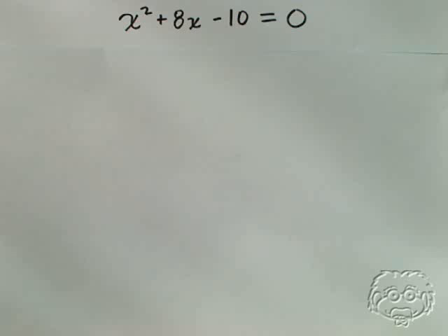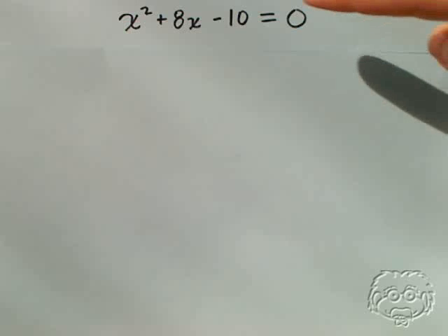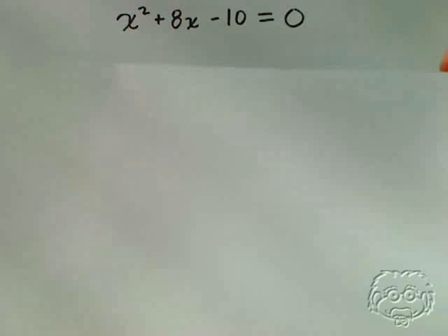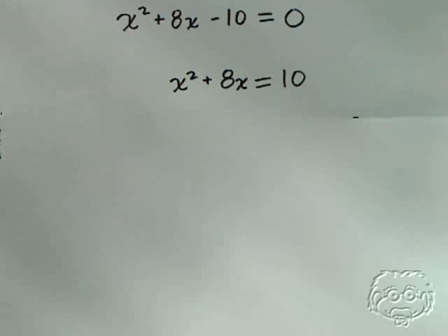complete the square. Now, our first step in completing the square is to take our c term, which in this case is negative 10, and add its additive inverse to both sides of the equation. So we're going to add positive 10 to both sides of the equation and rewrite the equation as x squared plus 8x equals 10.